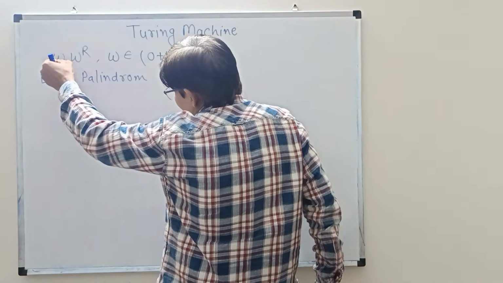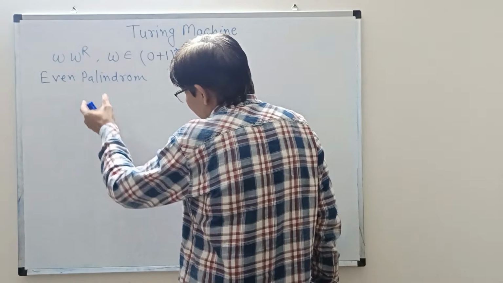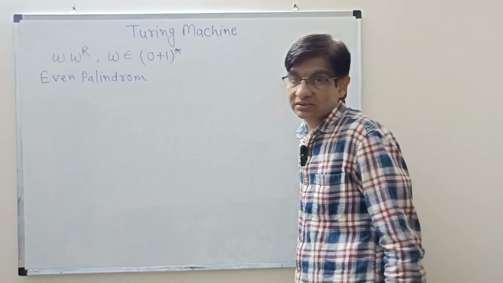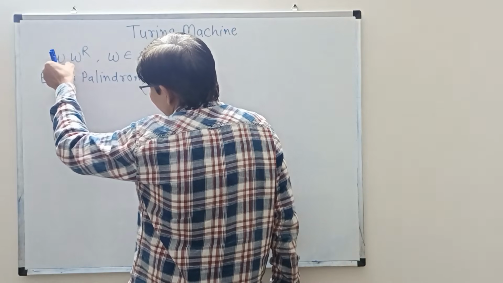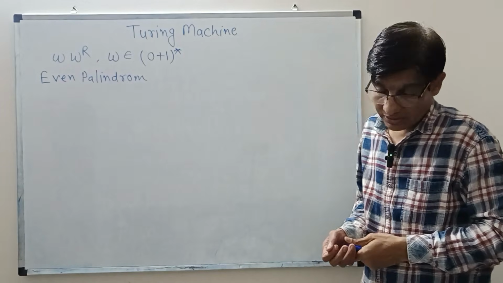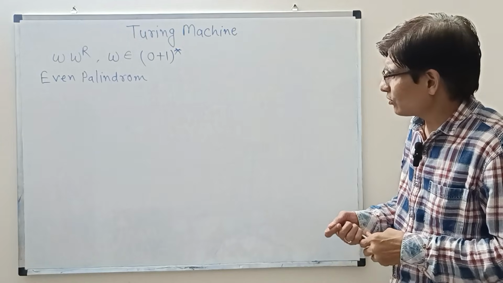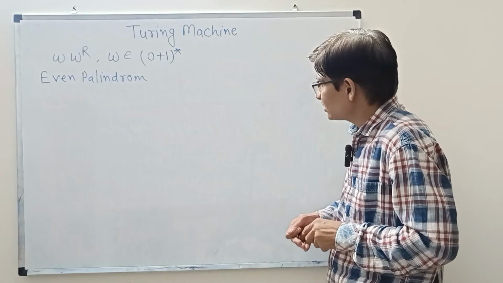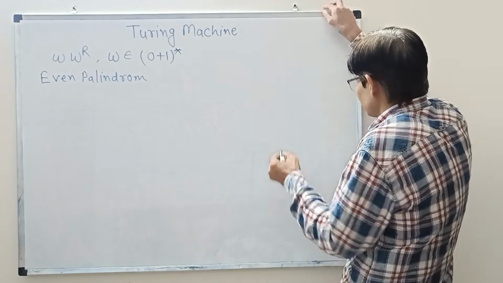So W is any string of 0s and 1s, and the string of this particular language would be followed by some string of zeros and 1s, and then the reversal of W, meaning WR. So this string will always be an even length string. That is the reason we call it the even length palindrome language. Now first I will tell you the logic of this machine, and then we will start creating transitions for this particular machine.